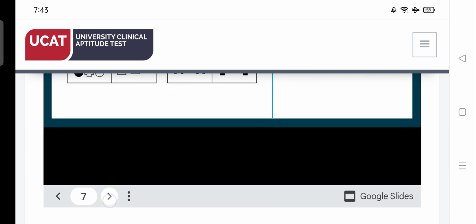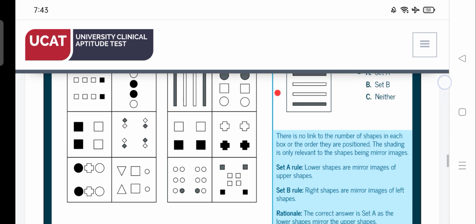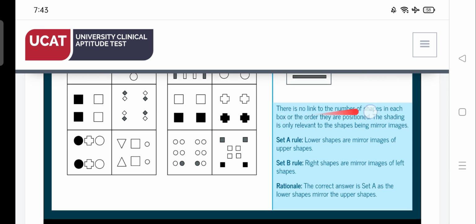Then you can choose your correct answer. So here we have that there is no link to the number of shapes in each box or the order they are positioned. The shading is only relevant to the shapes being mirror images. Set A rule: lower shapes are mirror images of upper shapes. Set B rule: right shapes are mirror images of left shapes.